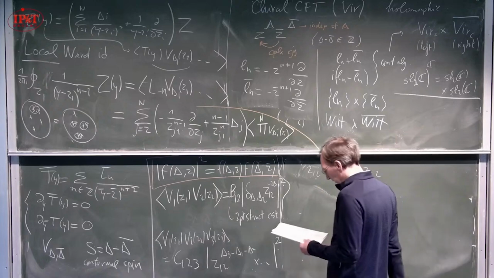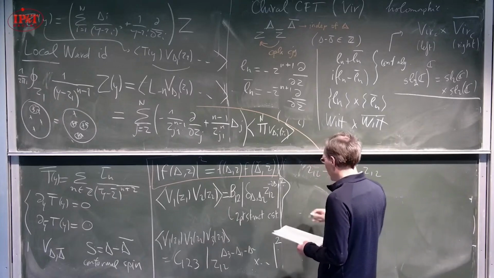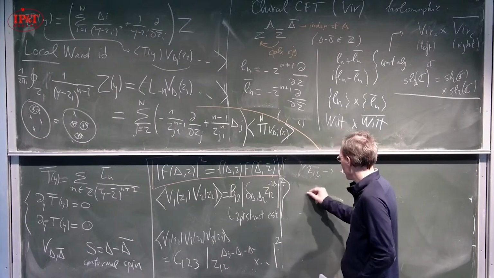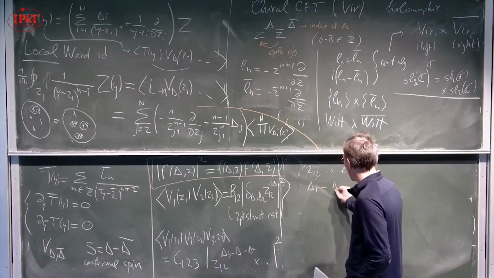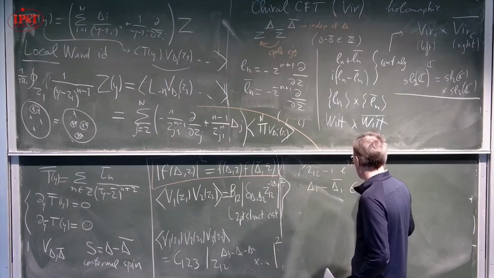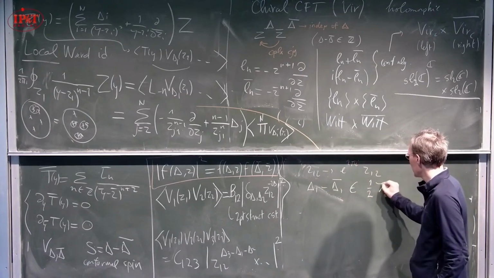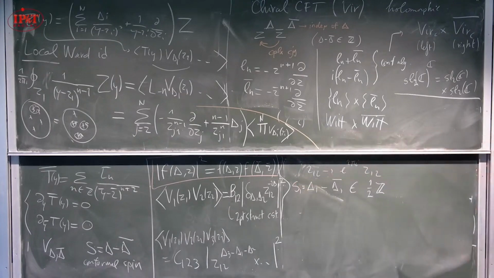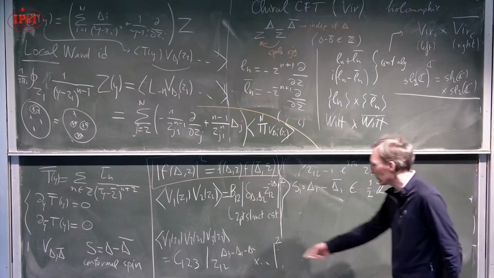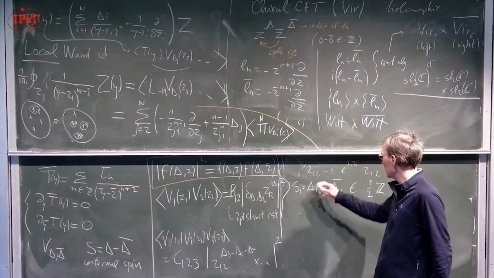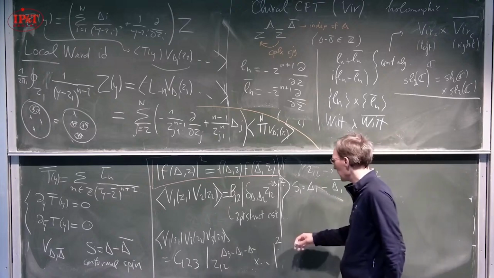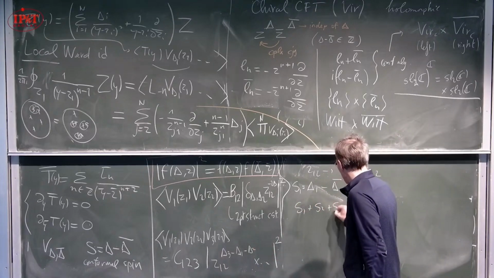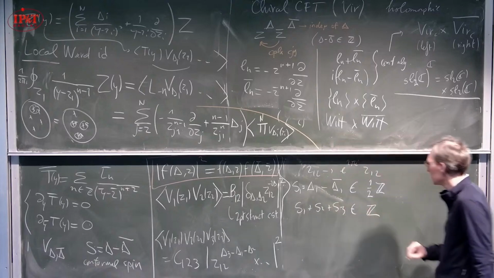For this to be true, you'll have a constraint on the conformal dimensions: delta 1 minus delta 1 bar has to be a half integer. That's the spin. Conformal spin S1 has to be half integer. Similarly, if you look at the 3-point function and do the same operations, you get a constraint on the conformal spins: S1 plus S2 plus S3 has to be integer.